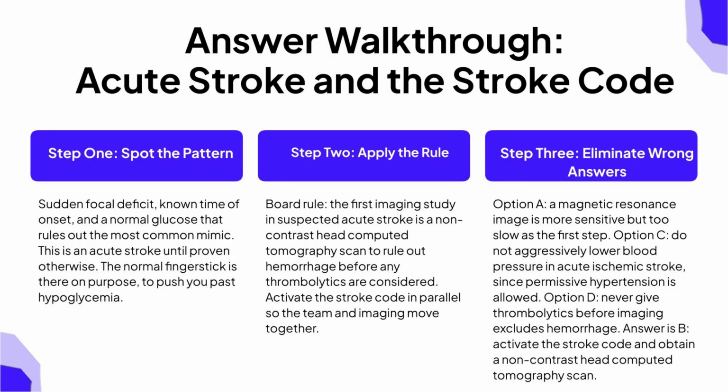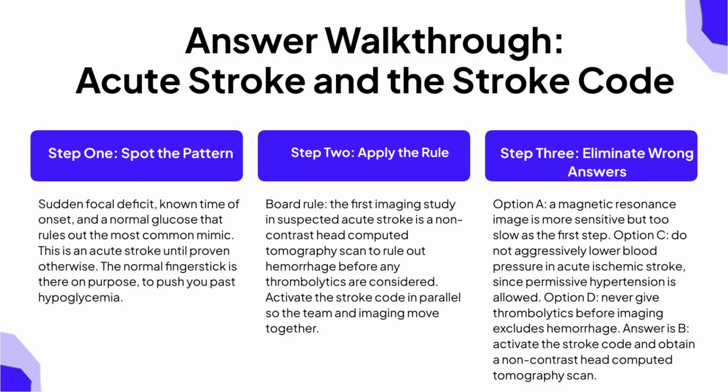Let us break this down step by step. Step 1. Spot the pattern. A sudden focal deficit with a known time of onset and a normal glucose that rules out the most common mimic. This is an acute stroke until proven otherwise, and that normal fingerstick was placed there on purpose to push you past hypoglycemia.